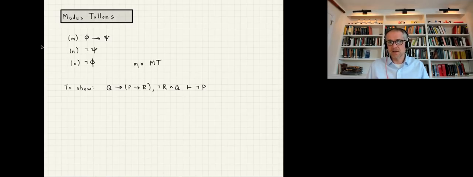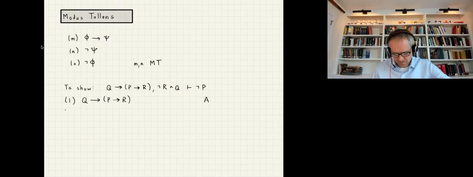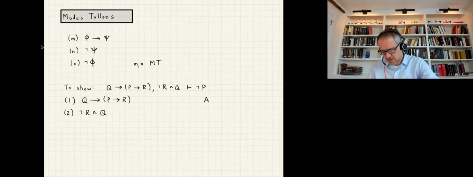The format here, as you see, MN, that's the conditional, and the negation of the consequent, and then MT, modus tollens. Okay, so let's see an example of that here. We want to show that from the conditional if Q then, if P then R, and from the conjunction not R and Q, we get not P. So as usual, I'll write down my assumptions, Q arrow, P arrow, R. That's an assumption. Not R and Q, that's an assumption. And I want to get not P.